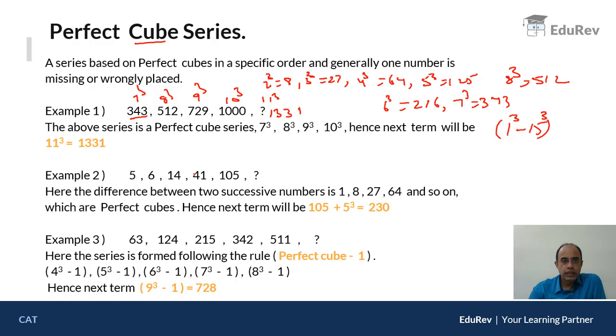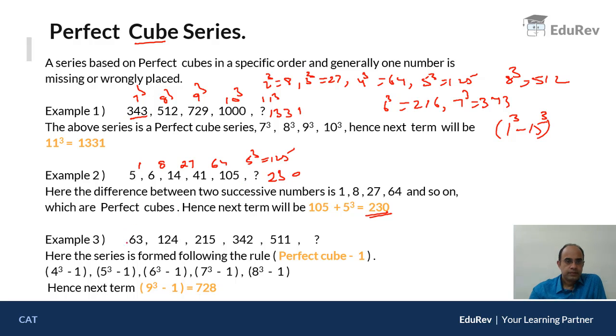Then example 2, let us take one more example. 5, 6, 14, 41, 105. Nothing is striking to you, then see the difference. The difference is 1. Here the difference is 8. Here the difference is 27. Here the difference, ideally it should be 64, which is 64. The next difference will be 5 cube, which is 125. So 105 plus 125 is 230. Hence, the next term should be 230.